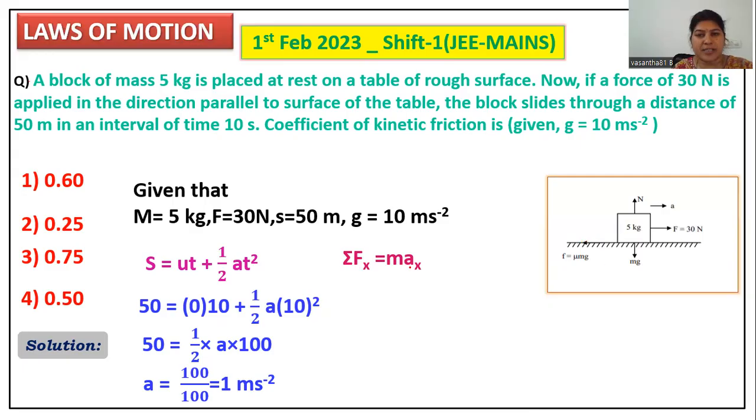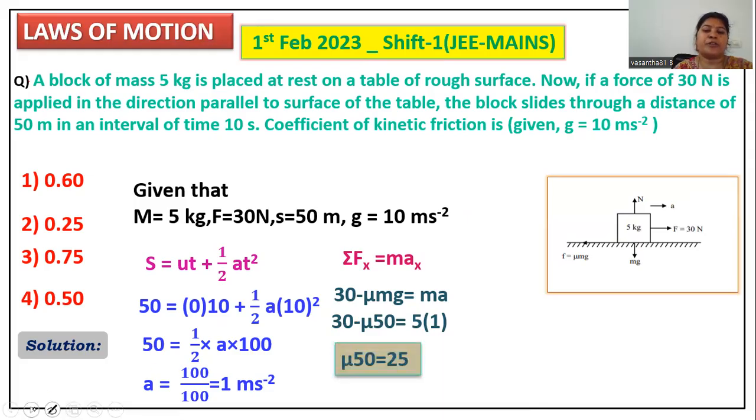The resultant force is equal to m into a, where a is the acceleration along that direction. It is the x direction, that's why we use ax. Along this direction, 30 Newton, and opposite to that, mu into mg, equals ma. So 30 minus mu into mg, where mg is 5 into 10, that is 50, equals 5 into 1. Mu into 50 equals 25, which implies mu is equal to 0.5. The correct option is the fourth option.